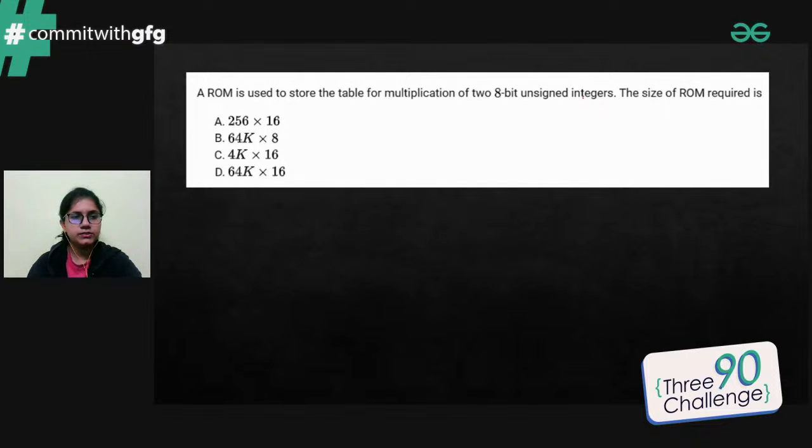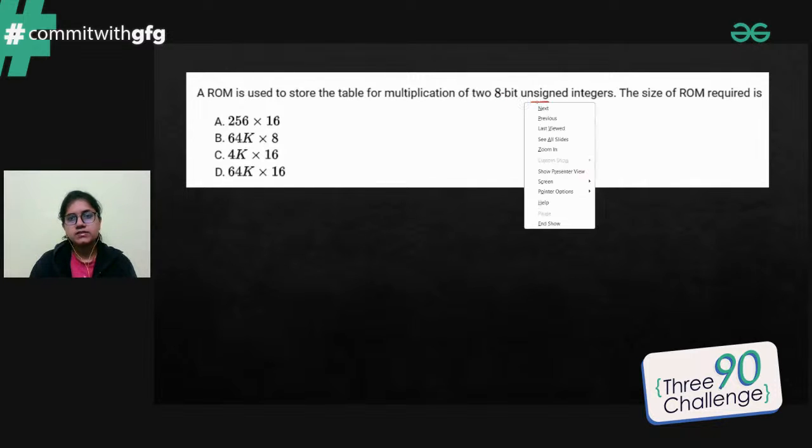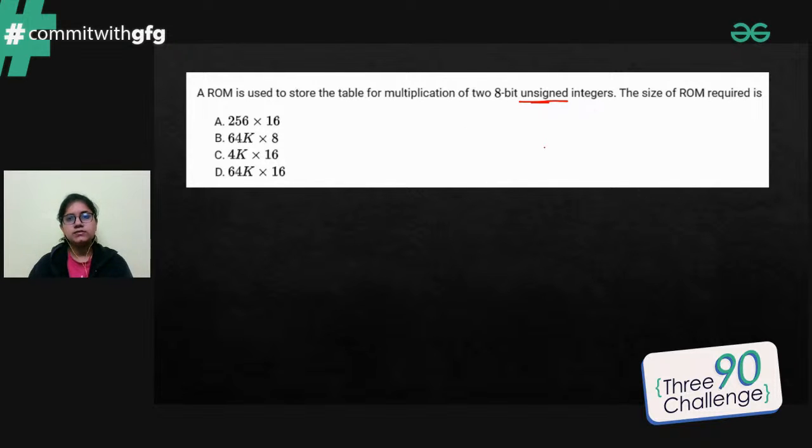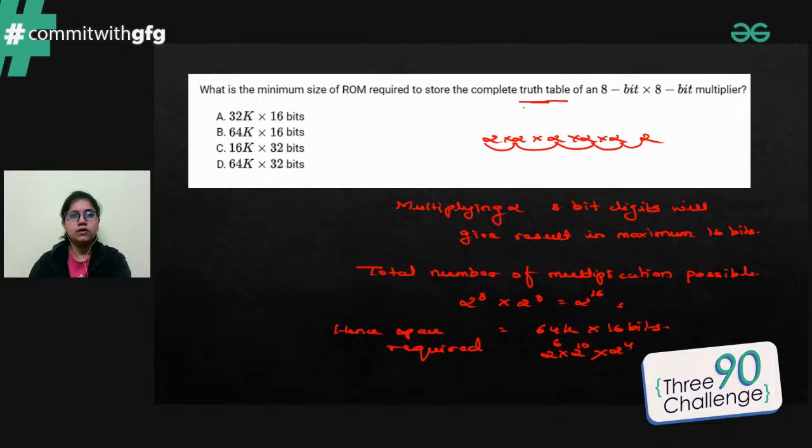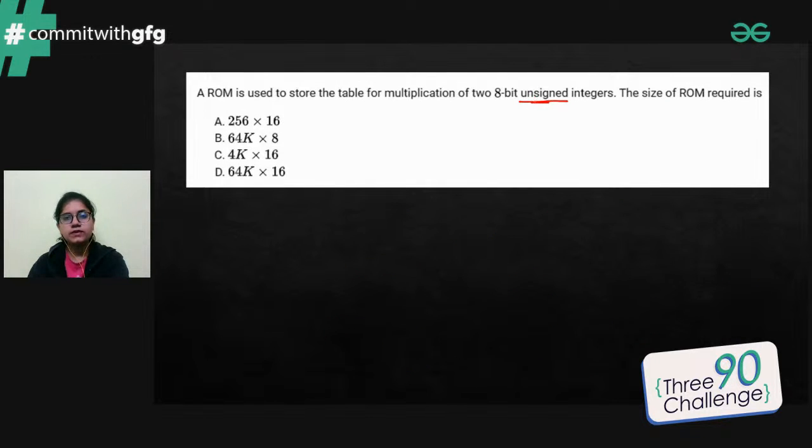Okay, so this is the question. Earlier it was repeated. A room is used to store the table for multiplication of 2 8-bit integers, and now here the word mentioned is unsigned integer. You know what is the meaning of unsigned integer? So that means it will always have positive numbers. Earlier in this question you can see that there was no specification of whether it will be signed or unsigned. But here, they have specifically mentioned that it should be of unsigned integers.